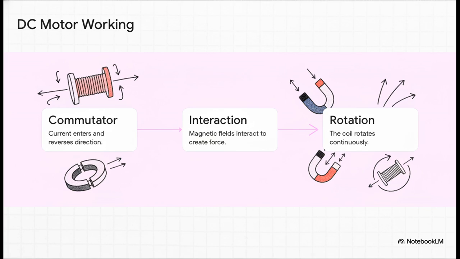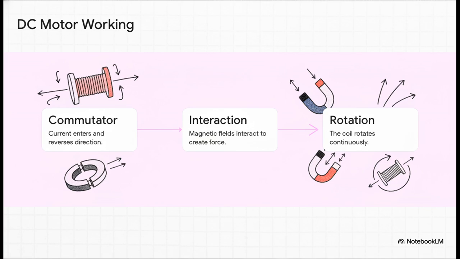That is a brilliant question, and the answer is our secret weapon, the commutator. The commutator is a clever split-ring device that plays the absolutely central role of reversing the direction of the electrical current every single half turn. Because it constantly flips the current, it ensures that the physical force keeps pushing in the exact same rotational direction. This means our coil doesn't get stuck, it rotates continuously, giving us a working motor.